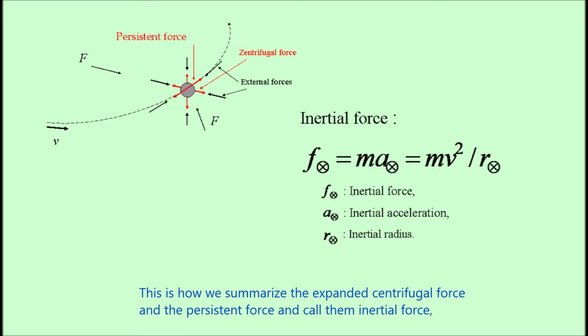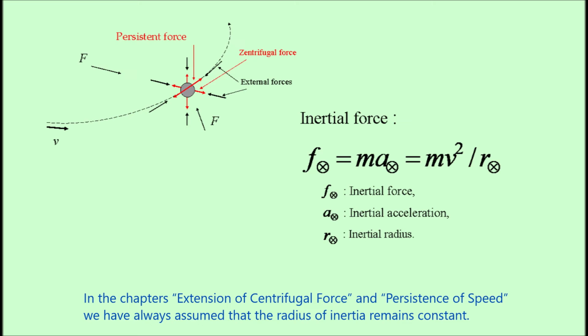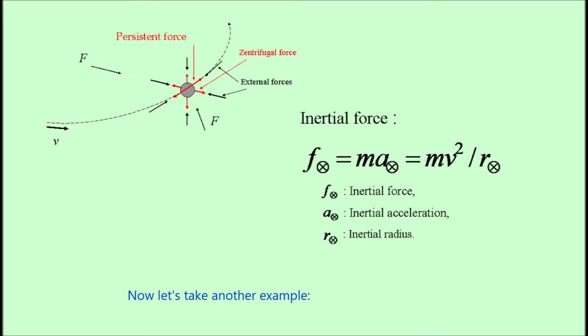This is how we summarize the expanded centrifugal force and the persistent force and call them inertial force, or simply inertia, which is represented as follows. In the chapters Extension of Centrifugal Force and Persistence of Speed we have always assumed that the radius of inertia remains constant. Now let's take another example.